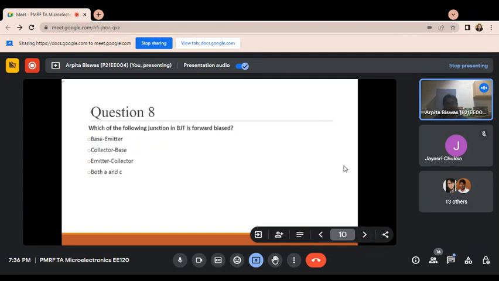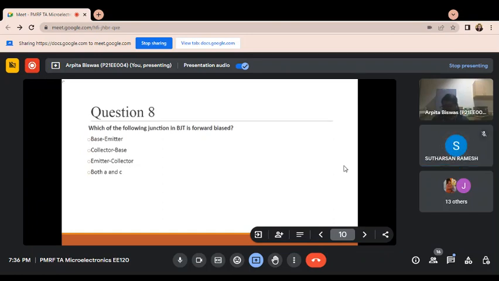So next we are moving towards question number 8. Which of the following junctions in BJT is forward biased? Emitter base, collector base, emitter collector, or both A and C? Actually it is in active mode. Ma'am, the emitter base junction. Okay. Option A, emitter base. Okay.